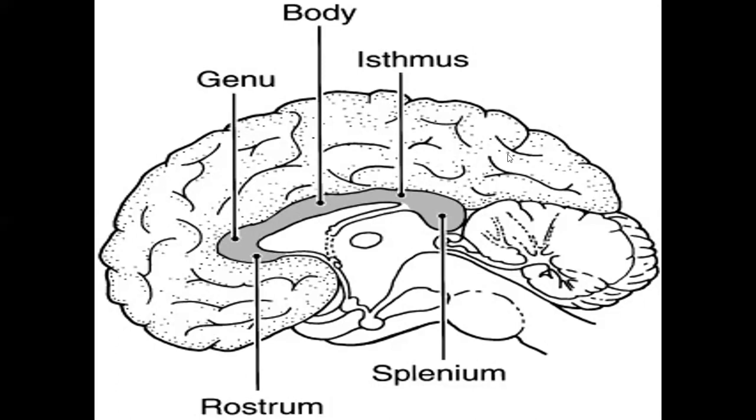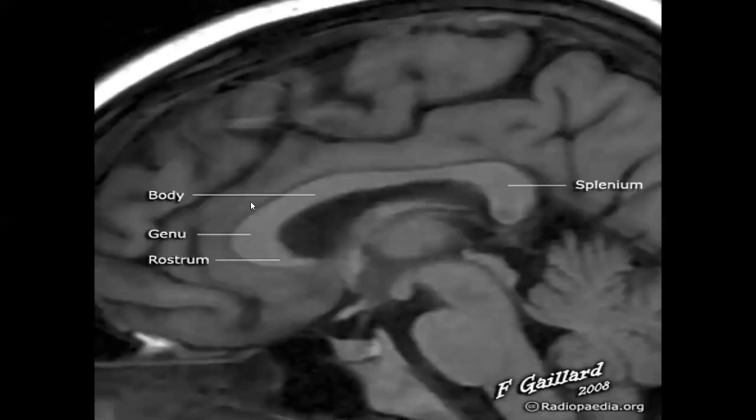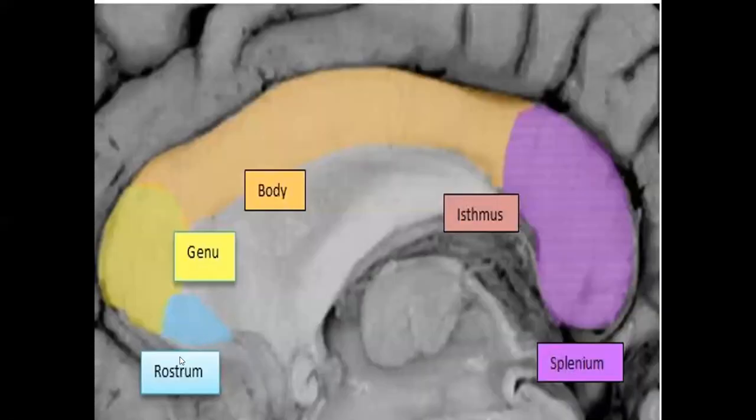So this is the anterior part, this is the posterior part. So remember, splenium is posterior; genu and rostrum are anterior. Again, you can find this is the rostrum, genu, body, and splenium, and in another form, rostrum, genu, body, isthmus, and splenium. So remember, the genu is the anterior part, and the splenium is the posterior part.